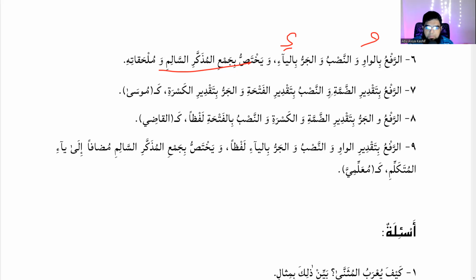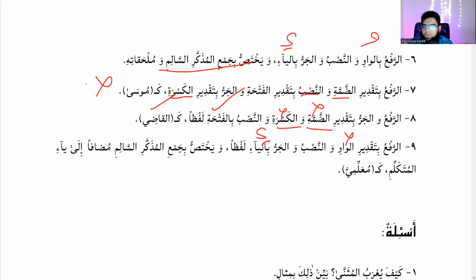الرفع بتقدير الضمة والنصب بتقدير الفتحة والجر بتقدير الكسرة. Here everything is estimated like Musa. الرفع والجر بتقدير الضمة والكسرة. The estimation is in dhamma and kasra, and nasb bil fatha. Only fatha you can see. Kalqadi, this happens in manqus. الرفع بتقدير الواو والنصب والجر بالياء لفظ. Here the waw you cannot see, but you can see the ya.